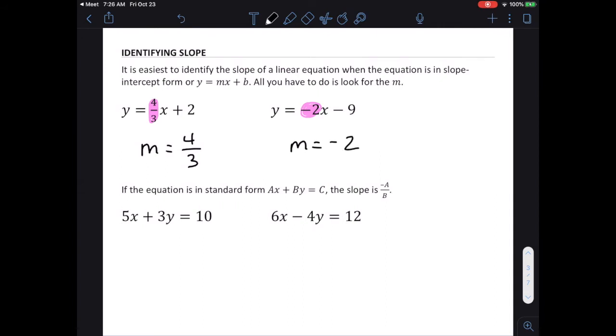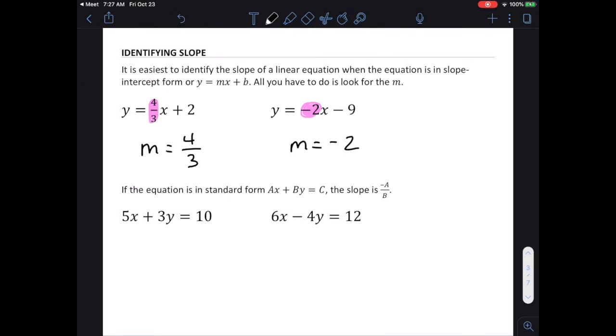Okay, the second way we can do this is if the equation is not in y equals mx plus b form, and if it's in standard form. And standard form is always the x term plus or minus the y term is equal to the c term. So you can see that here it's ax plus by equals c. And when we have an equation in standard form, we could take the time to solve the equation for y.